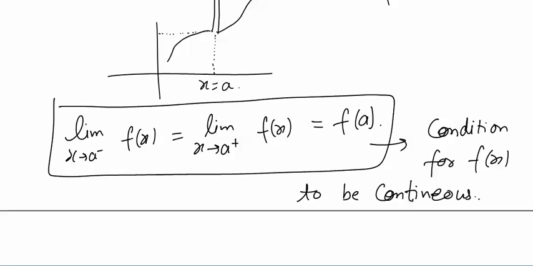The function should be continuous if the limit exists and the value of this should be equal to the function value also. So whether you approach from the left hand side or from the right hand side, both ways they should be equal and should be equal to the function value at that particular point. Clear? Now let us take this with an example.